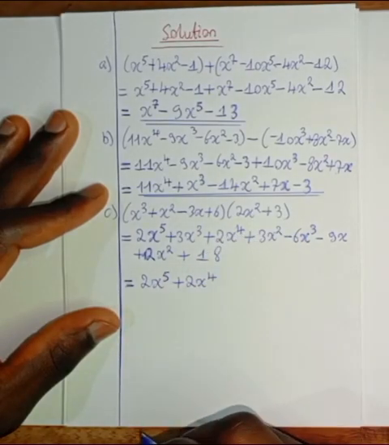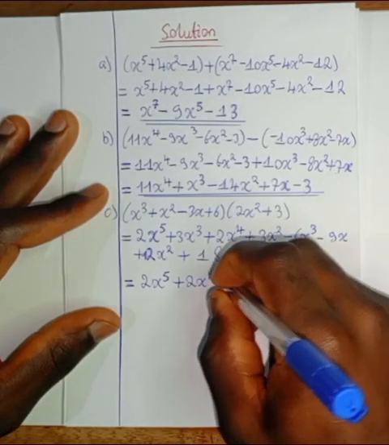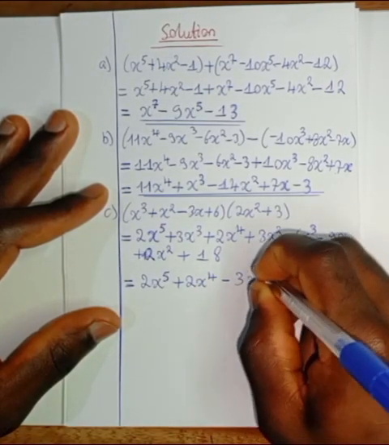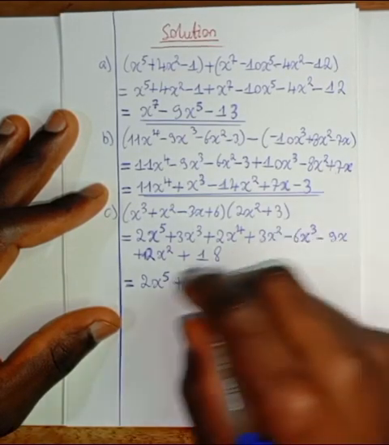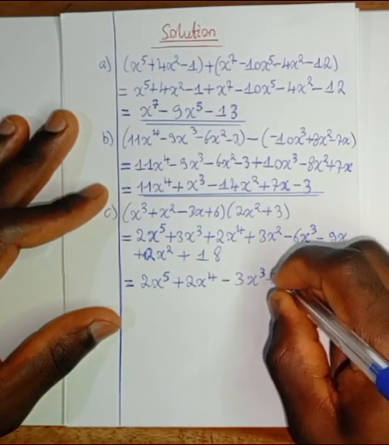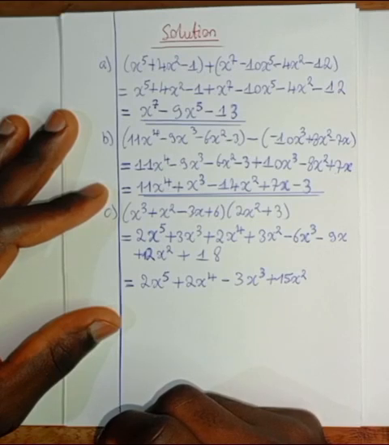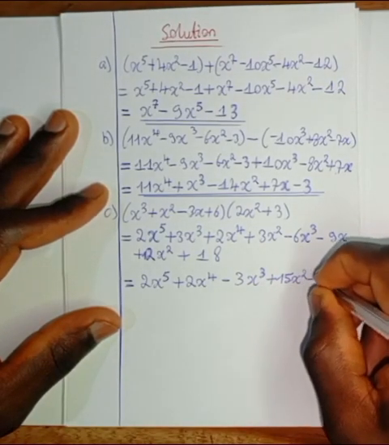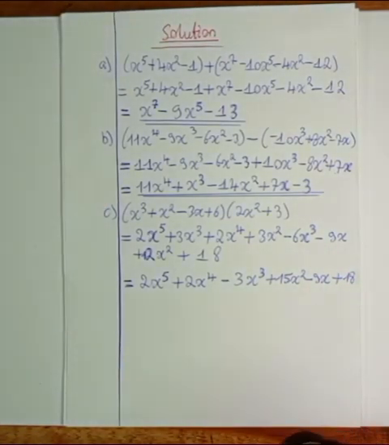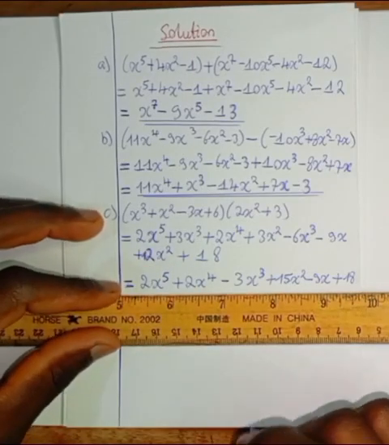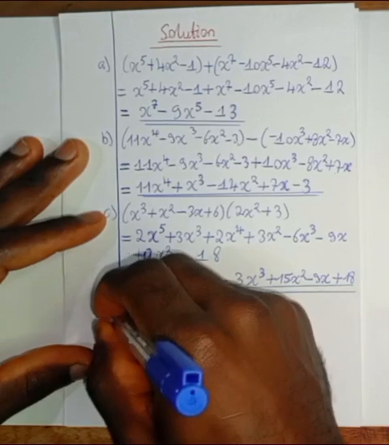We move now to the terms in x cubed. 3x cubed minus 6x cubed gives us a negative 3x cubed. Next, we move now to terms in x squared. 3x squared plus 12x squared gives us plus 15x squared. Next, we move now to terms in x. We have just one term, which is negative 9x, plus the constant term 18. We underline the answer. We go now to question D.